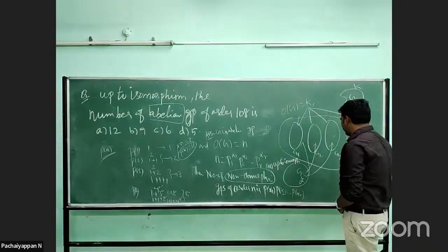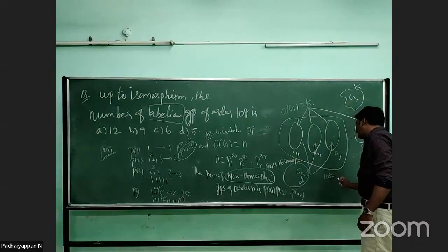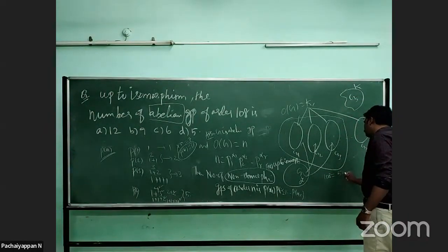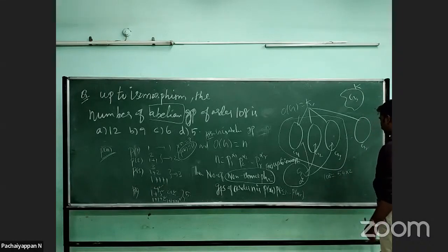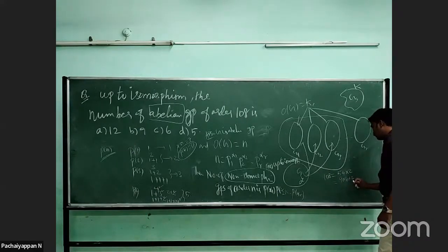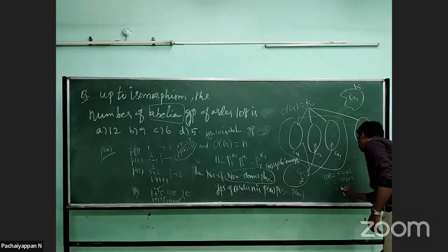Now the question is 108. How to write it here? 54 into 2. 54 is 3 square into 3 into 2 into 2, right? I am very weak in this calculation. 3 power 3 into 4.